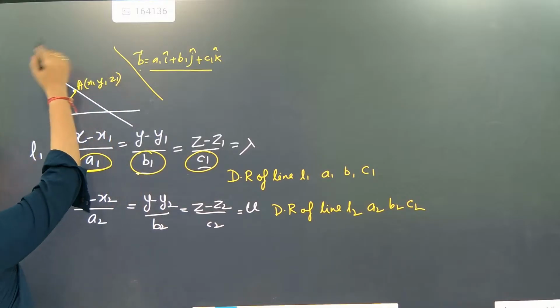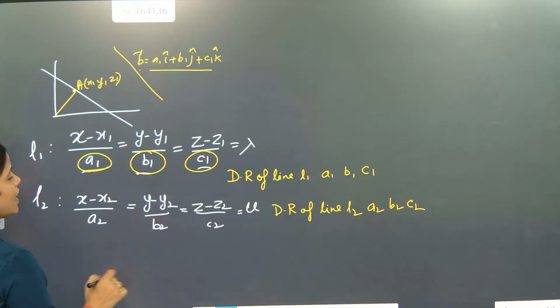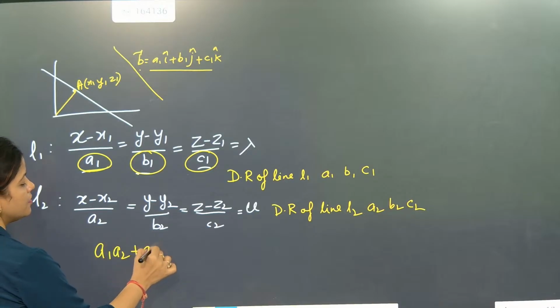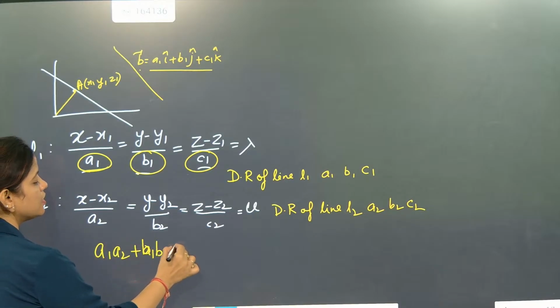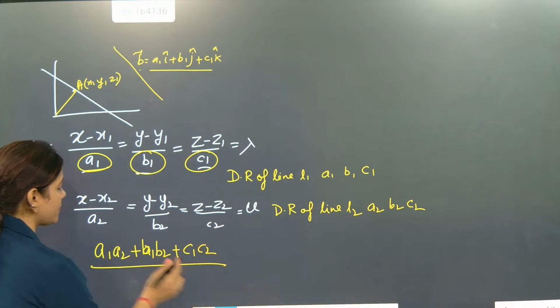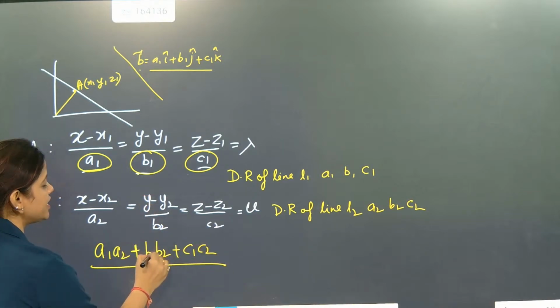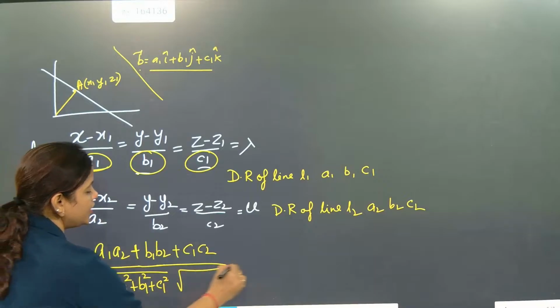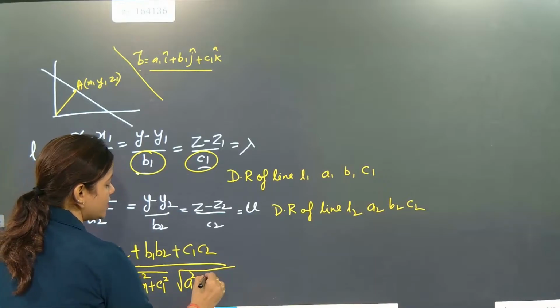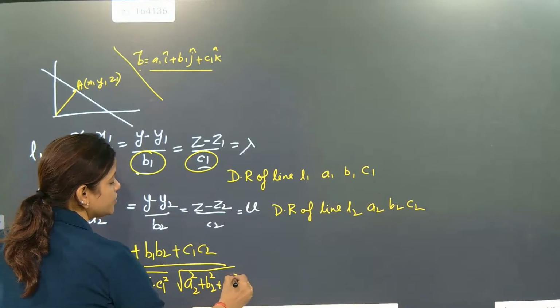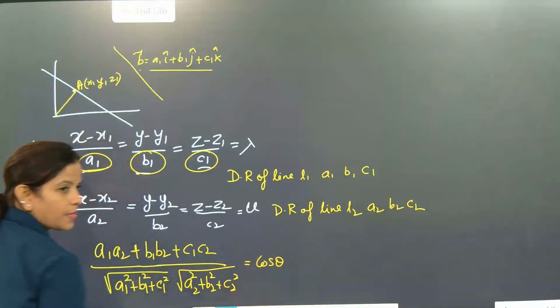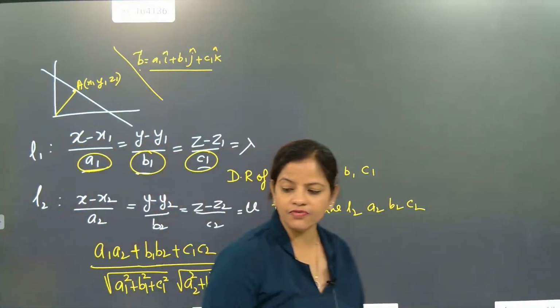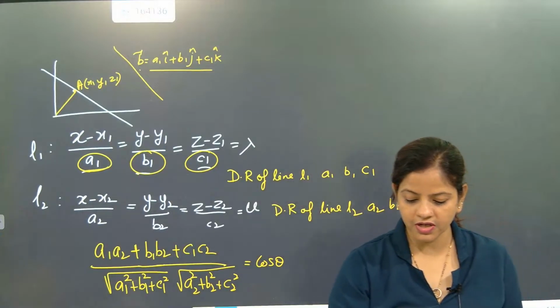So definitely L2 line will be somewhere, and beta, how to find angle between them? Formula is A1 A2 plus B1 B2 plus C1 C2 by, what does the formula say? Root under A1 square plus B1 square plus C1 square into, beta, what will it come? A2 square plus B2 square plus C2 square is equal to cos theta. Understood? So this is a way of writing. Point of intersection question I am going to solve.